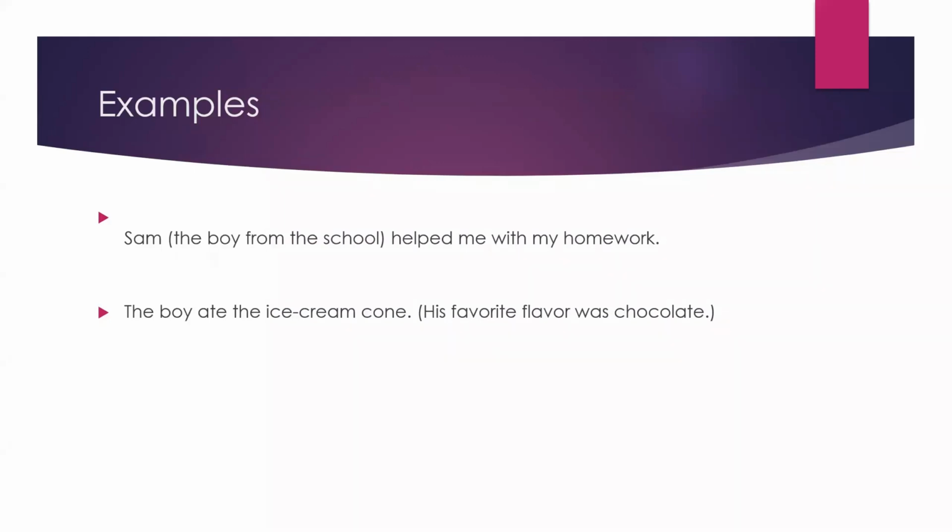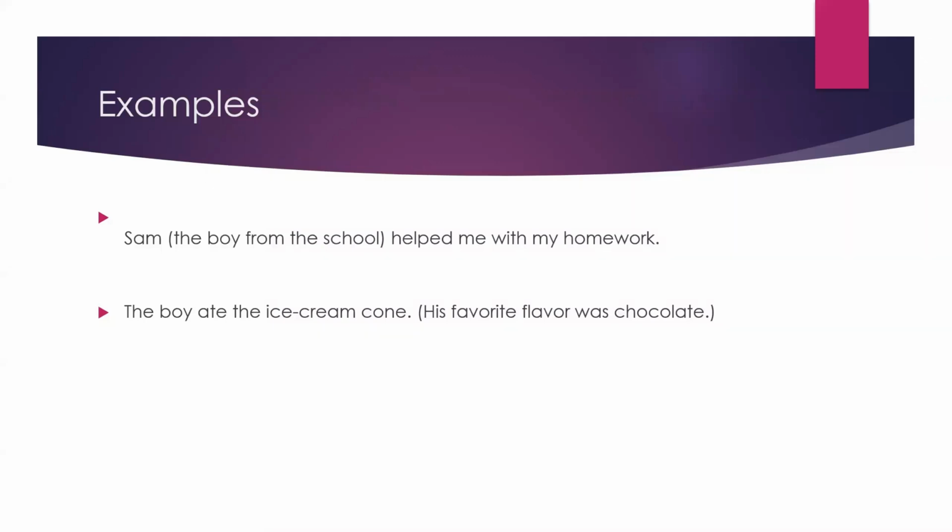Now, a different type of example, the second one: The boy ate the ice cream cone. (His favorite flavor was chocolate.) This is additional information. It's not pertinent to the sentence before it, but it adds further information, as we said. So it can be removed and the sentence before it still is a correct and complete sentence.